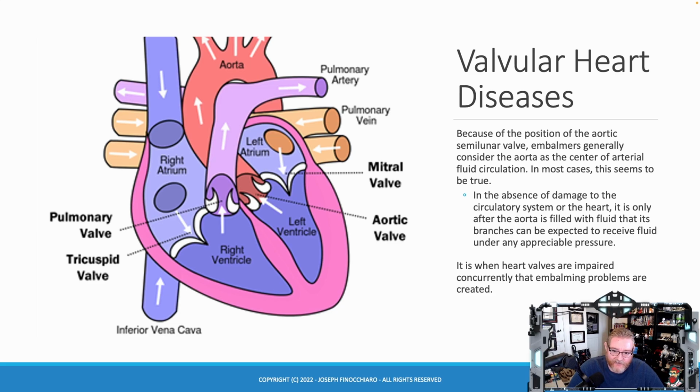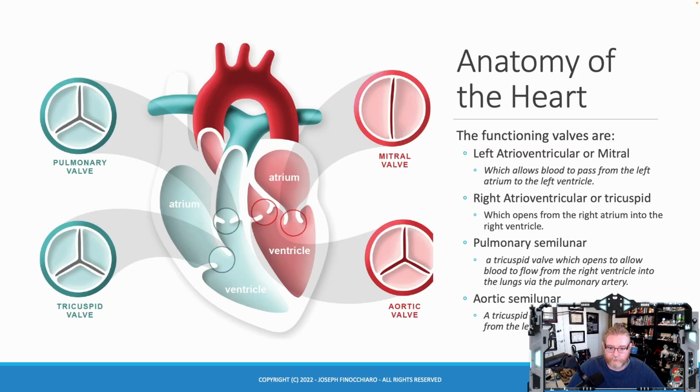In the absence of damage to the circulatory system or the heart, it is only after the aorta is filled with fluid that its branches can be expected to receive fluid under any appreciable pressure. It is when the heart valves are impaired concurrently that embalming problems are created.